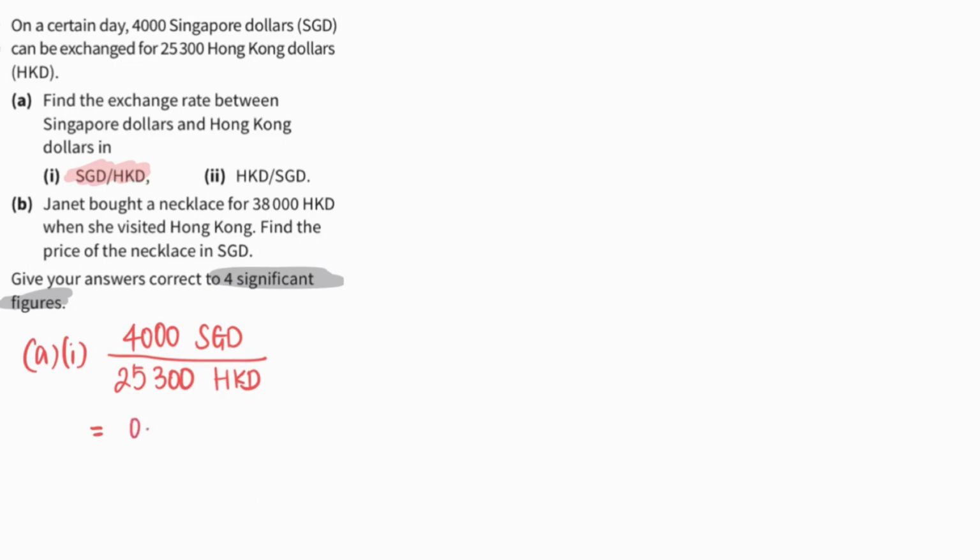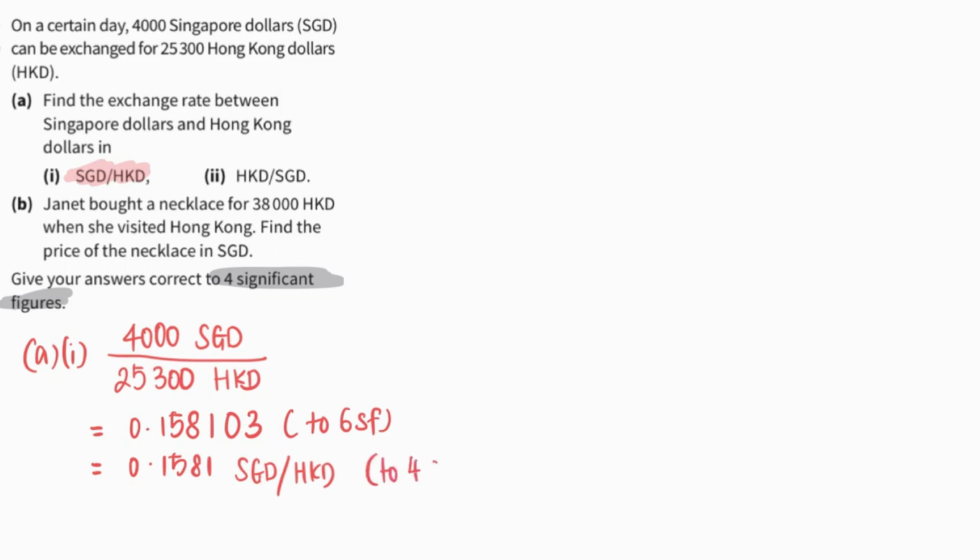This will give me 0.158103. This is to 6 figures, so that we can then round it up to 4 significant figures. So it will be 0.1581, and this one is SGD over Hong Kong dollar. This is to 4 SF.